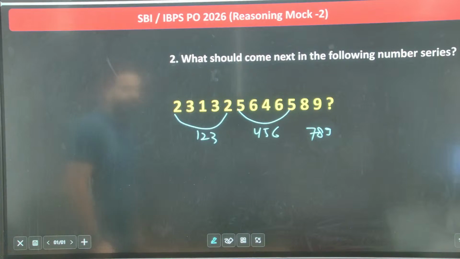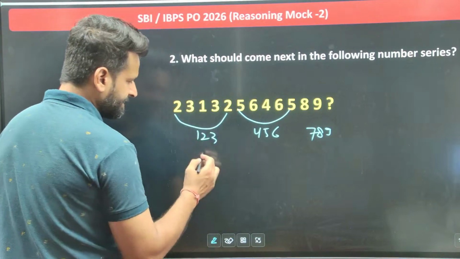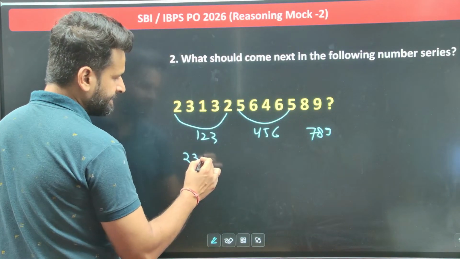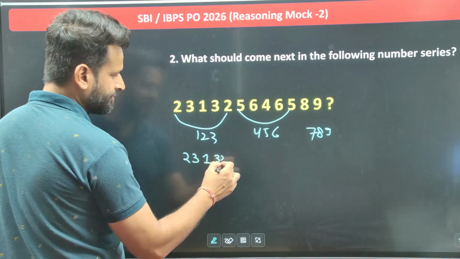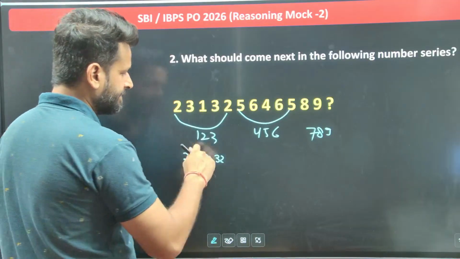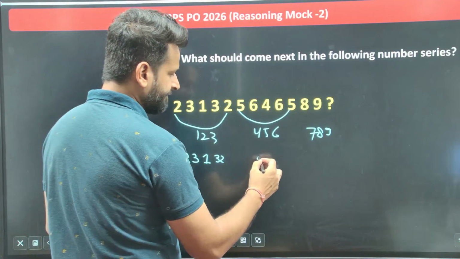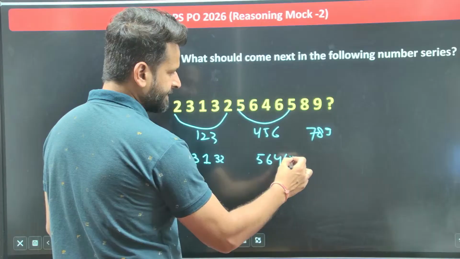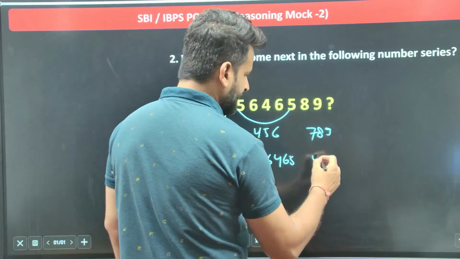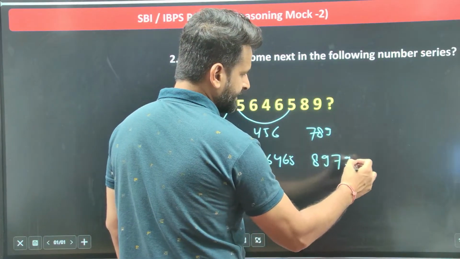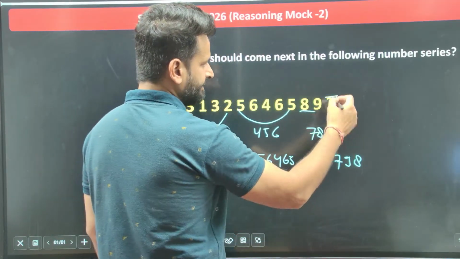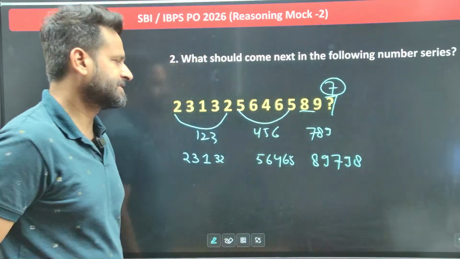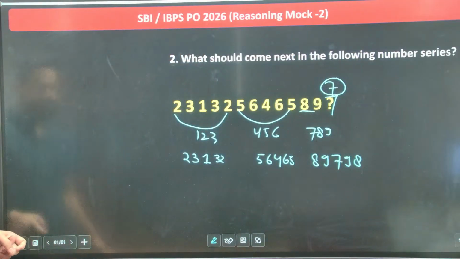How are the numbers 1, 2, 3 getting arranged? First I write 2, 3, then the first number, then the reverse of 2, 3, that is 3, 2. Similarly, 4, 5, 6: first I write 5, 6, then 4, then 6, 5. Same, 7, 8, 9: I will write 8, 9, then 7, then 9, 8. The next will be 7. 7 will be your answer. Correct? Next.